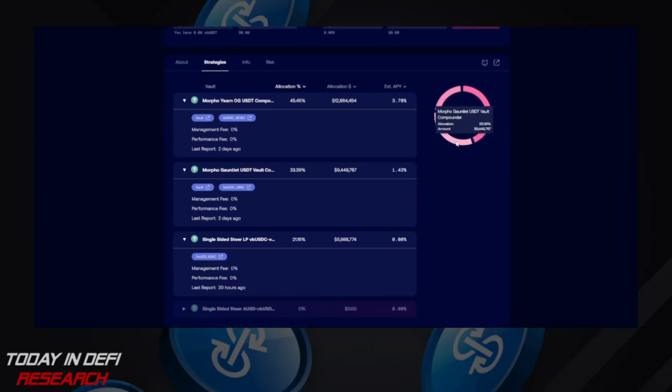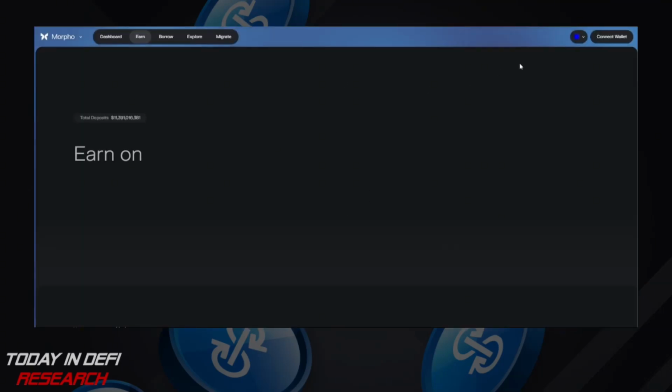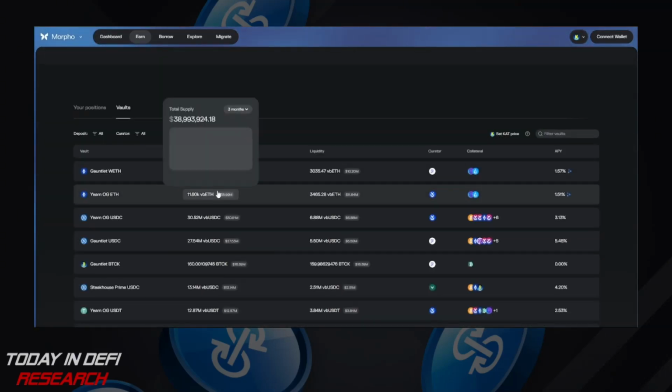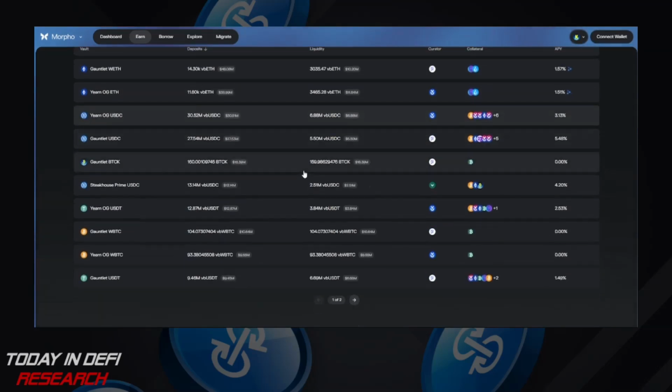Then right here you also have the Morpho Gauntlet USDT vault compounder. So basically it's vaults against vaults here. They're putting vaults on vaults. And you can check on Morpho themselves here. If we visit Morpho's page and pick Katana as the chain, on their Yearn section here, you can cross-check the vaults that they are actually depositing into.